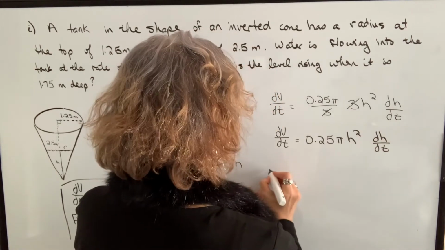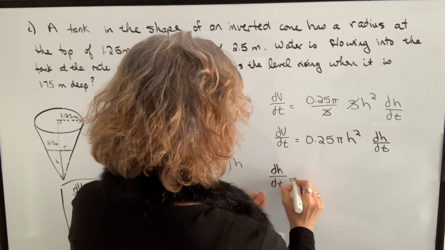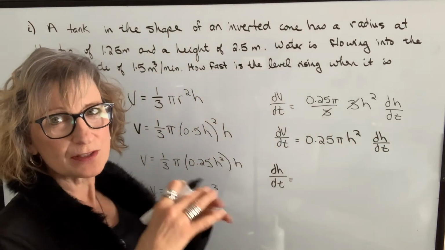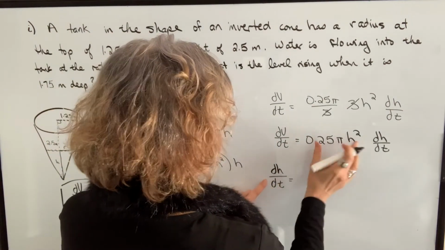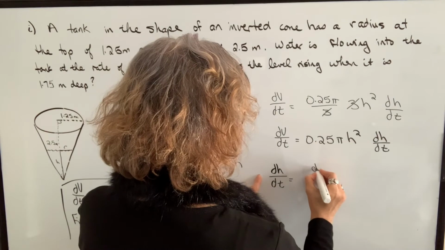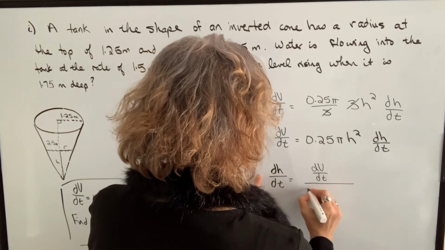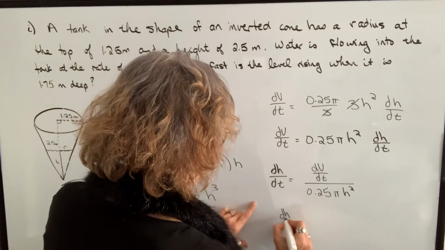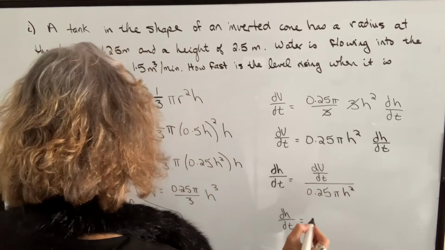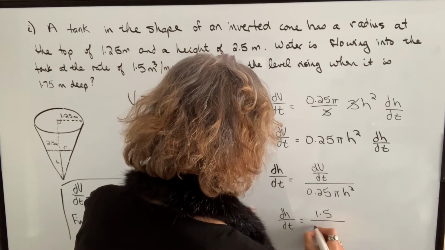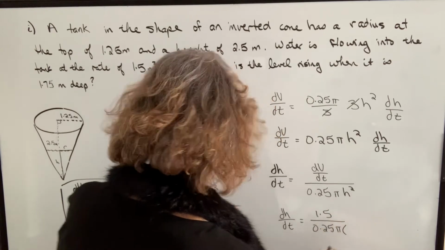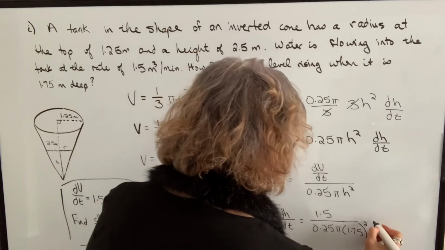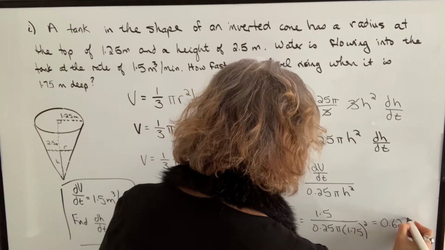I want to solve for dh/dt, so I'm going to isolate it. You can put your values in there first and then solve for it, but I like to just punch into my calculator once. So for dh/dt, I'm going to divide both sides by this. I'm going to have dV/dt divided by 0.25 pi h squared. And now I'll plug in the values I'm given. So dV/dt is 1.5. H is 1.75. And that answer will be 0.624.